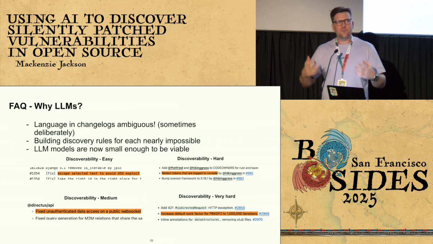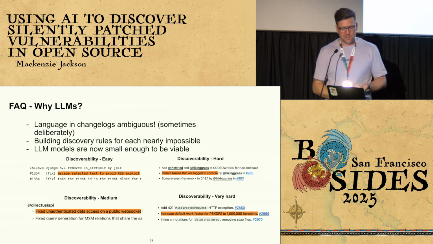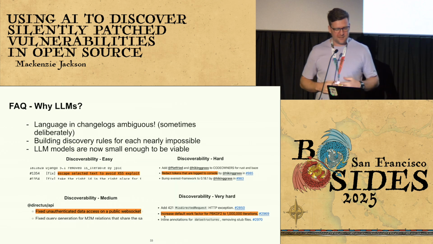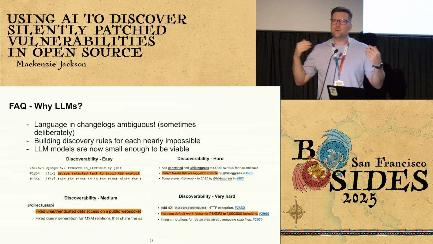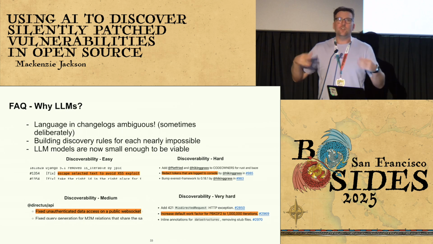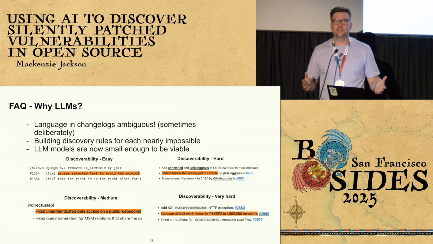When someone's not trying to hide the fact that they've got a security vulnerability, and maybe they're just not reporting it, they will probably use language like here, which has easy discoverability: they've fixed, escape select text to avoid cross-site scripting exploit. I think that's about as easy as it could be, and you could definitely write a rule to find this in a changelog.